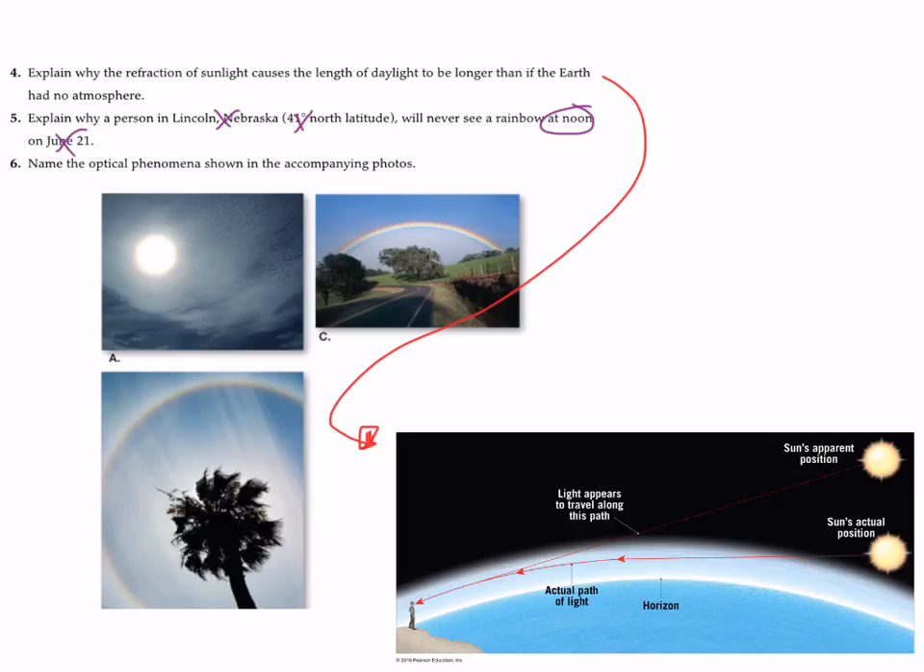And then number 6, these 3 pretty pictures, A, B, and C, say what they are. So, I mean, I'd call that a halo, right? And I'd call that a corona. That's a little better picture of a corona. And there's a rainbow. That looks like it's been photoshopped, but probably hasn't. Okay.